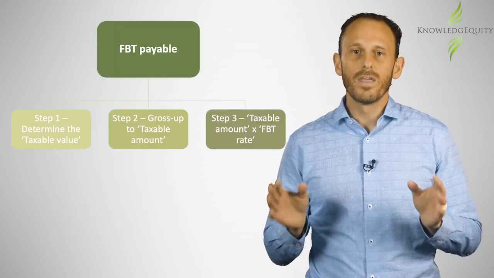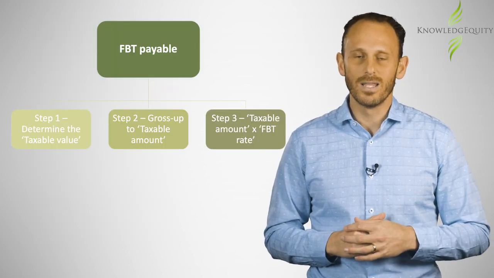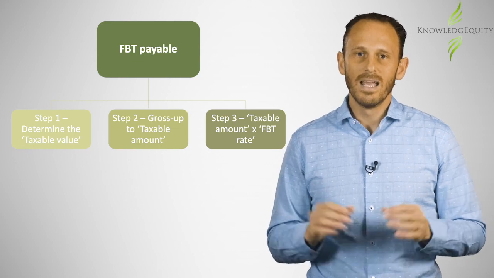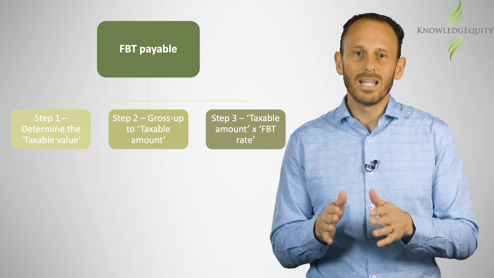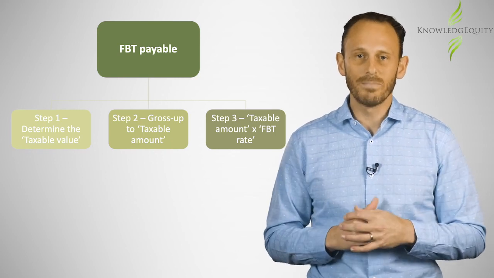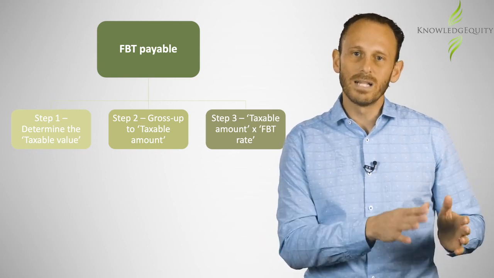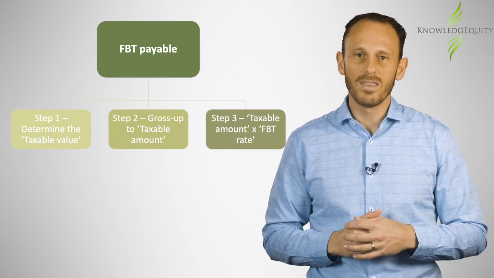To recap, there are 3 steps in determining the calculation of FBT payable. These steps focus on determining the taxable value, calculating the taxable amount by grossing up the taxable value, then multiplying the taxable amount by the FBT rate.